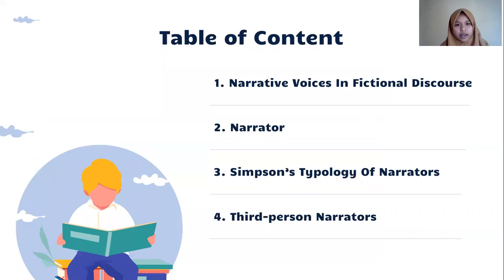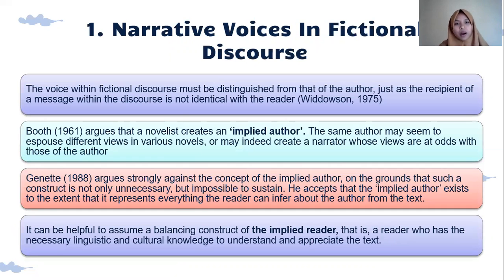Let's continue to the next slide. Here is the table of contents. There are 4 points here. The first point is narrative voices in fictional discourse, and the second is narrator, and the third is Simpson's typology of narrators, and the last is third-person narrators. So I will explain one by one. Let's go to the first point, that is narrative voices in fictional discourse.